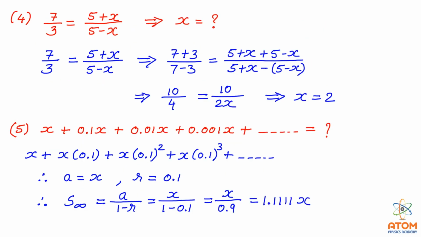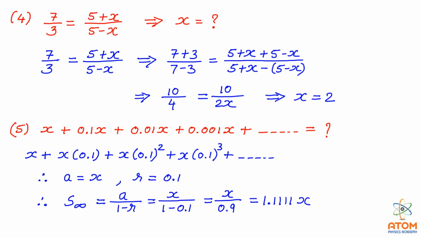Now let us see an example for componendo dividendo, rather an application of componendo dividendo. Here we have been given this equation, 7 by 3 is equal to 5 plus x by 5 minus x, and we have to find out x. Normally in such a case we go for cross multiplication and then can find out the value of x, but obviously it will go to a quadratic equation, and sometimes solving that quadratic equation again becomes a long process. Instead of that, by componendo dividendo, here we can solve and find out x very easily.